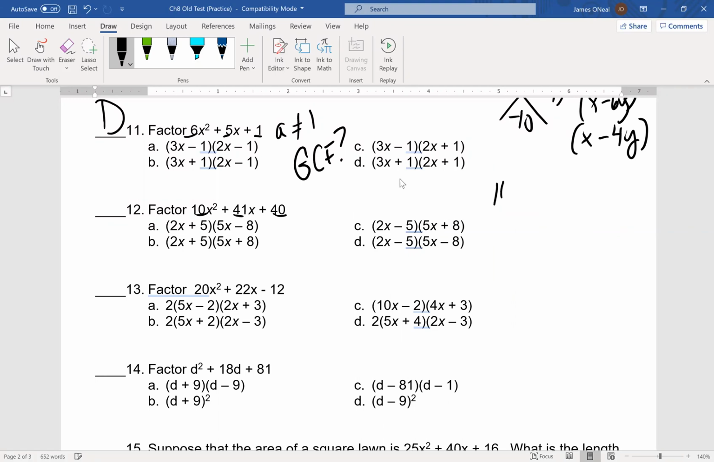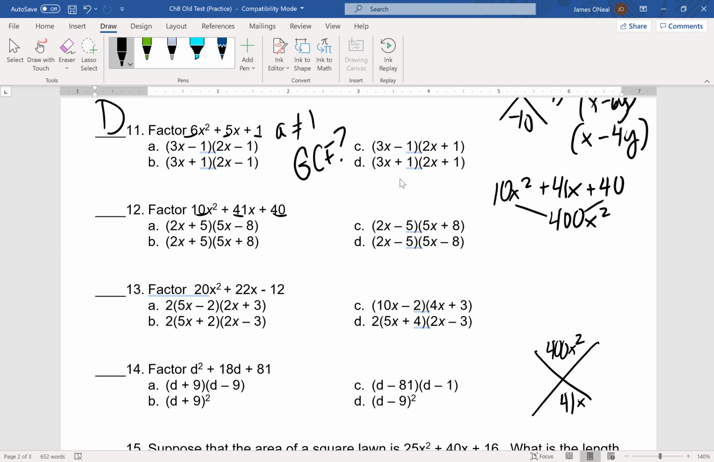Butterfly method, 10x squared plus 41x plus 40. All right, butterfly this bad boy. So we end up with 10 times 40 is 400x squared. So when I make my x, I'm going to do it down here because I need room. Okay, what are my two numbers? Quick, go, go, go.